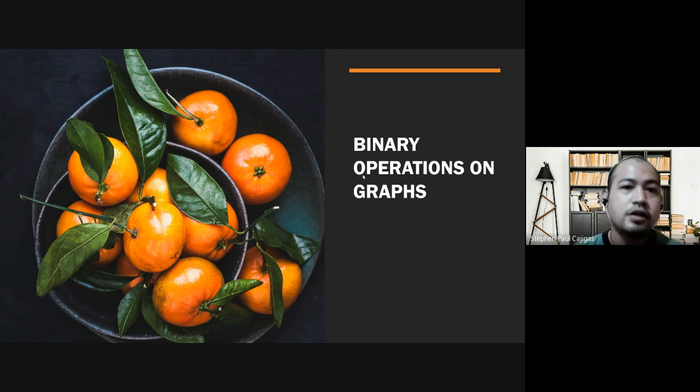In graph theory, an example of a unary operation was our previous lesson on spanning trees. Basically, we only have one graph, and for that particular graph, we apply a rule, and then we are able to get a spanning tree.